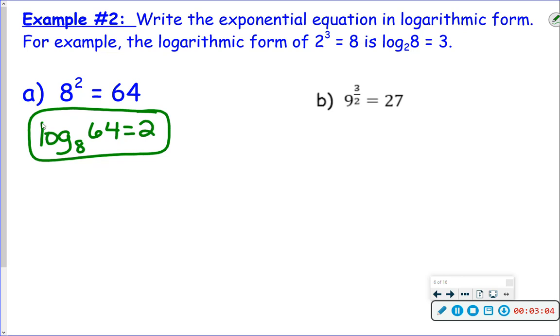All right, let's do letter B. Again, I'm going to start with the word log. So first thing, I'm going to identify the base. It has the exponent on it. And then 27 and 3/2 are going to flip sides of the equal sign.